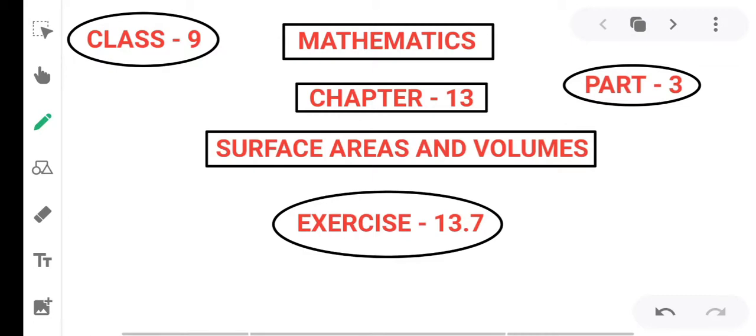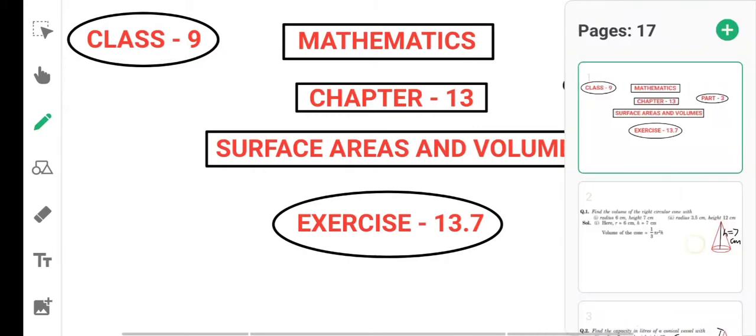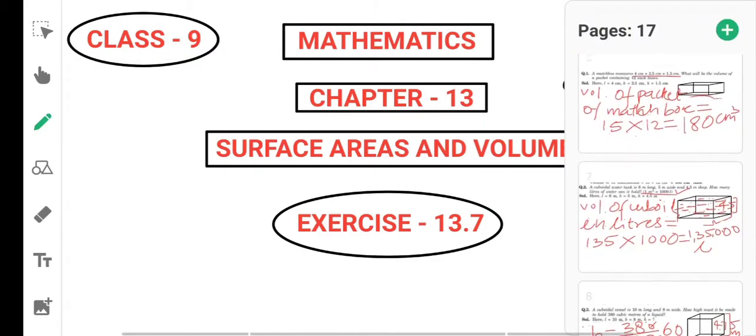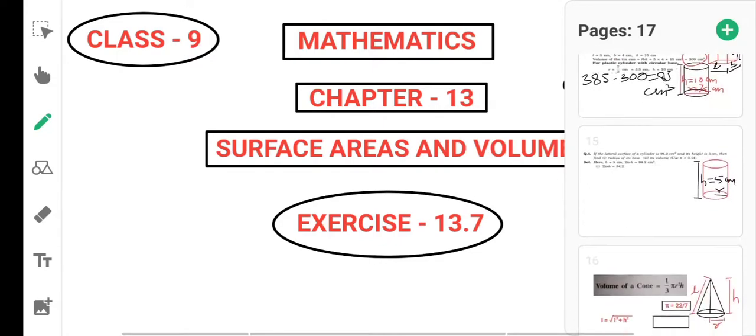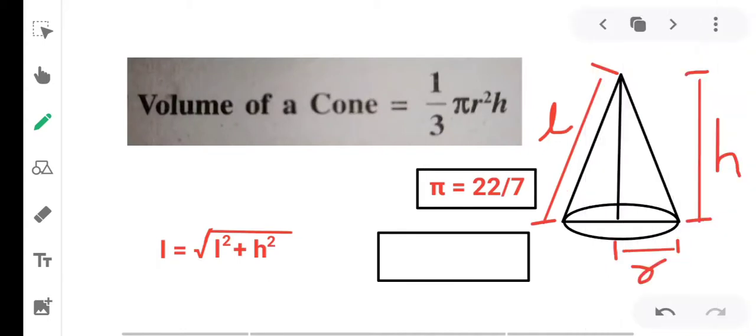Today's topic is the volume of the cone, right? So this is exercise 13.7 part 3, and this is the mathematics of class 9, right? Okay, so after the introduction, just come to the point. First of all, we have to know about the volume of the cone. For that, I have written the formula. What is the volume of the cone? Yes, you can see on the screen.